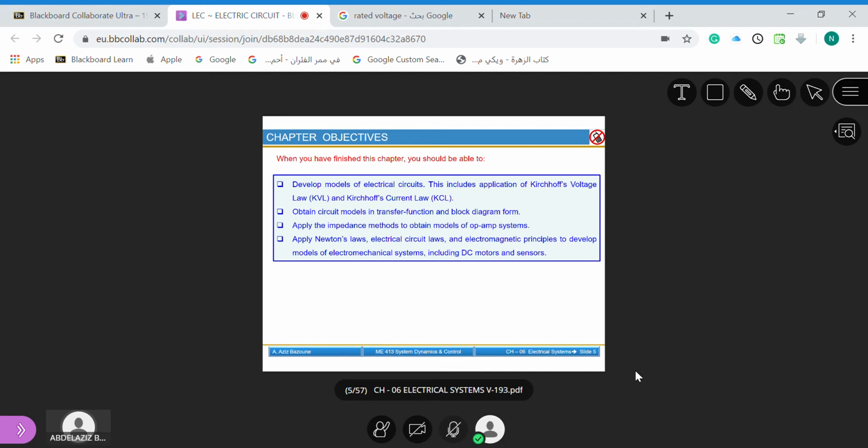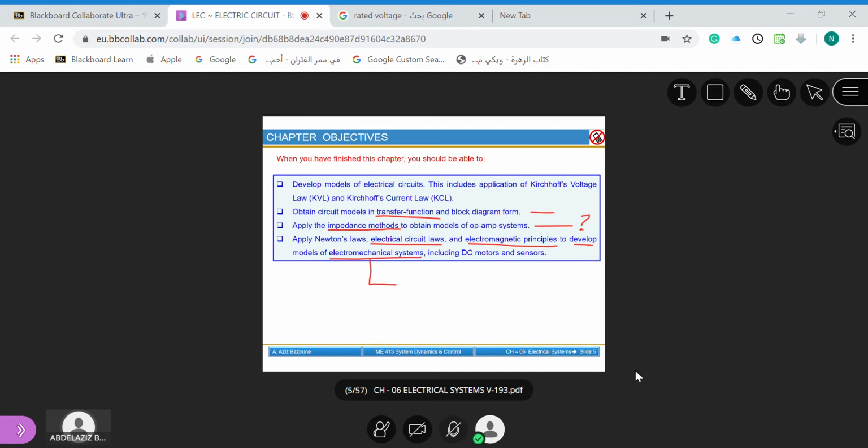So basically, we will develop models of electrical circuits, which include the application of Kirchhoff's laws, KCL and KVL. I am sure that you remember what KCL and KVL are. We will obtain the circuit model in transfer function and block diagram form. We apply the impedance method. Maybe this is new for you. I'm not sure if you saw the impedance method. This is the impedance method, which means in the S domain, the Laplace transform. We apply Newton's second law for electrical circuits and electromagnetic principles to develop models of electromechanical systems.